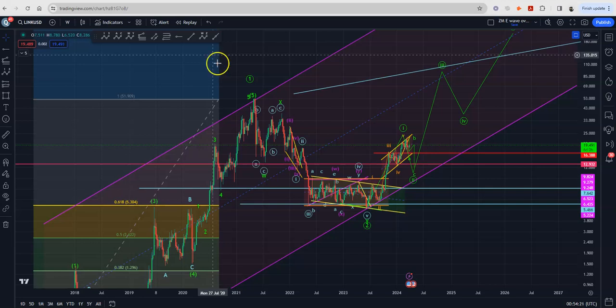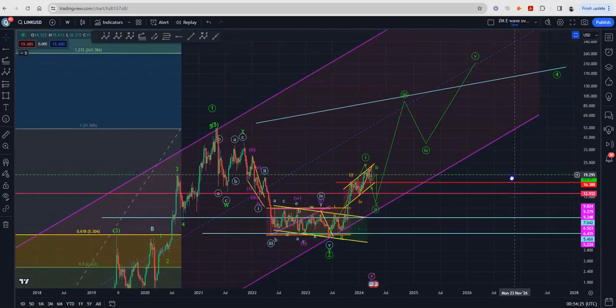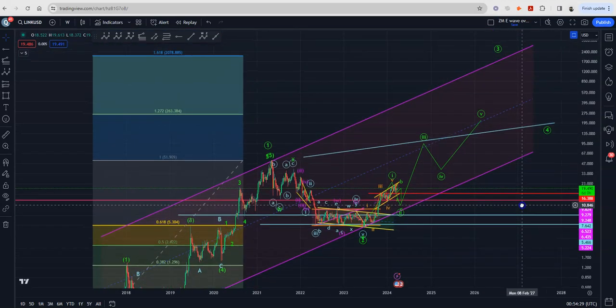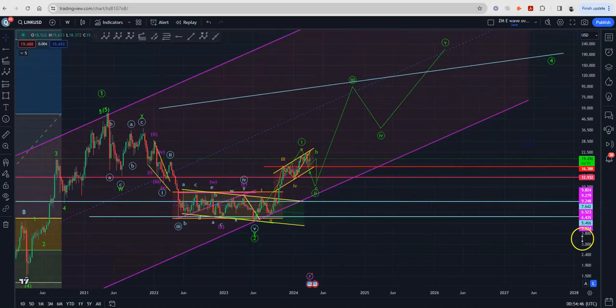Now, this means that Chainlink has begun the big enchilada. This is it. This is where we're going. This is the glory land. I was talking about projections 10 years out, 15 years out. This is it. But of course, let's go back to reality. This is where we're going to be at.